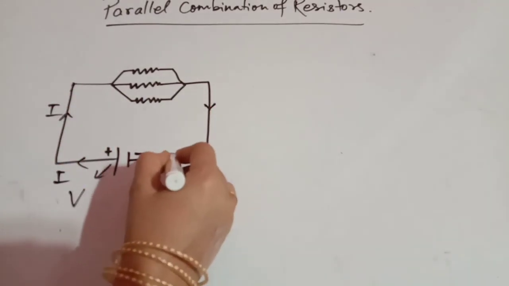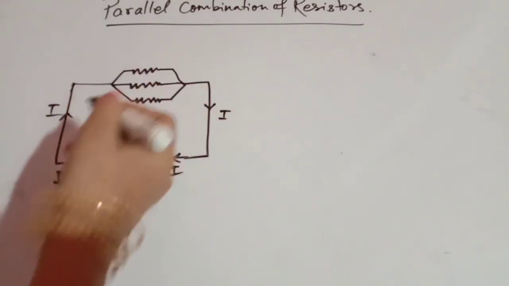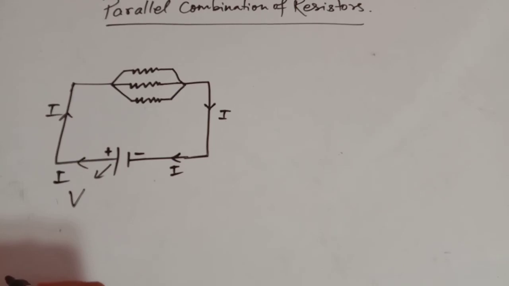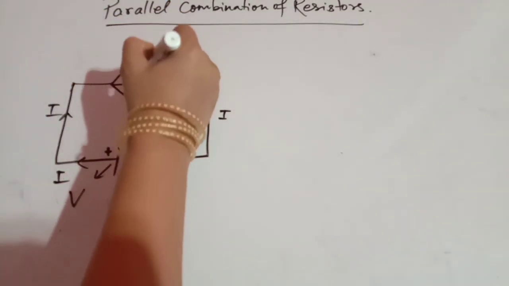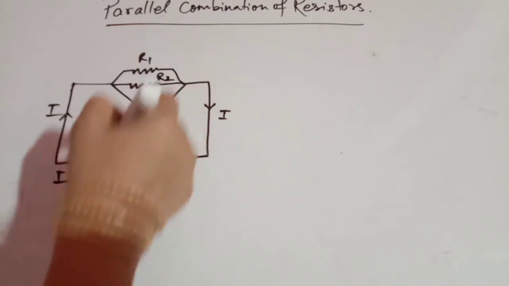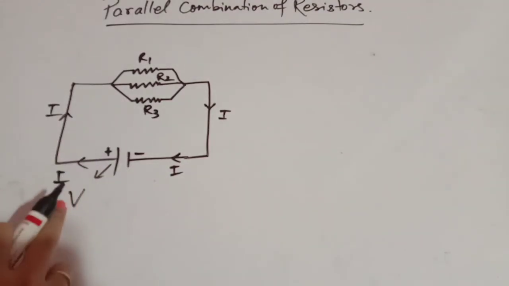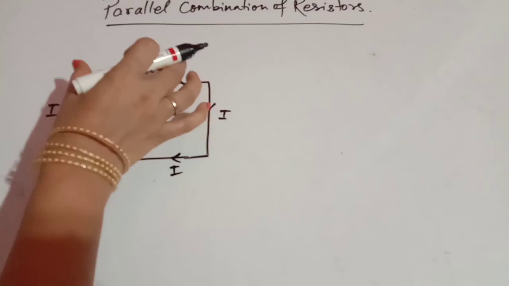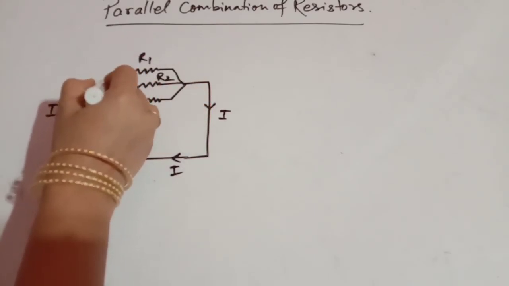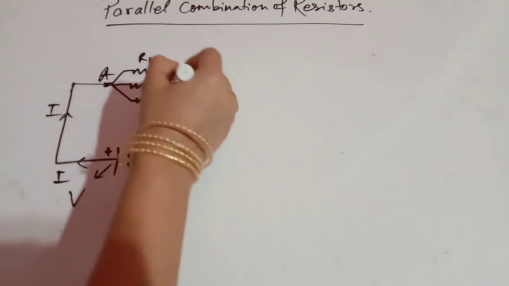Now we focus on the resistors. This kind of connection is known as parallel. So these resistors are R1, R2, and this third one is our R3. These are connected in the parallel combination. Now the potential difference V will be the same across the ends of the resistors. These are the two ends of the resistors. Now suppose the ends are A and B.